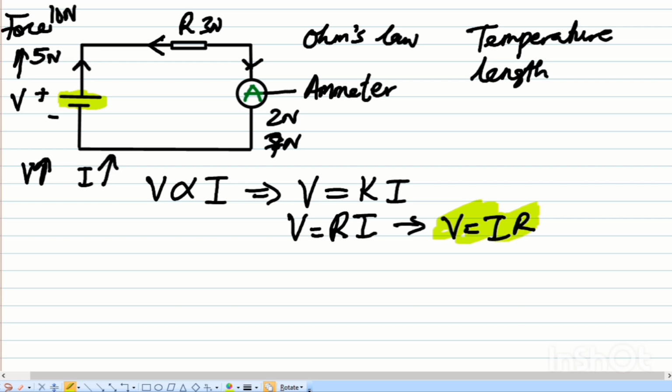Why we chose R as our constant is because of all these other constants that I've mentioned, which are temperature, length, nature of substance, all these things, and area. Please, that's a very important one. The area. All of these affect directly the resistance. So when all these things are kept constant, automatically resistance will be kept constant, and then Ohm's law is going to hold.